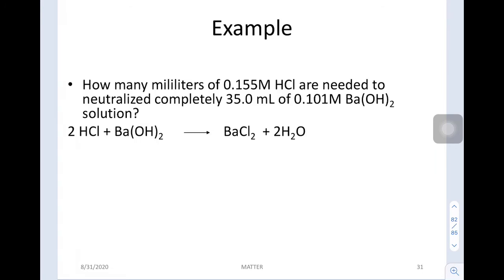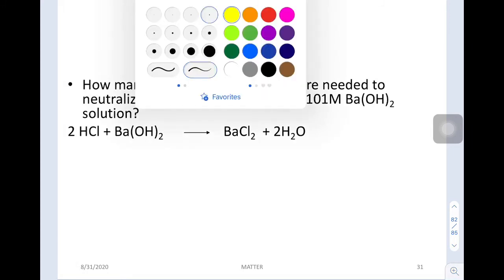Here, how many ml of HCl is needed to completely neutralize barium hydroxide? To answer this question, firstly we have to have the complete and balanced equation. The balanced equation is given here: 2HCl reacts with barium hydroxide to produce barium chloride and 2H2O. So their ratio is 1 to 2.